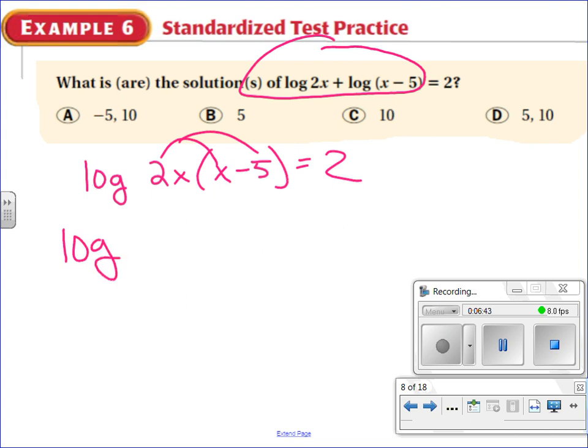Just a real quick reminder, who is my base since I can't see my base? Good. So 2x times x is 2x squared, and 2x times negative 5 is negative 10x.